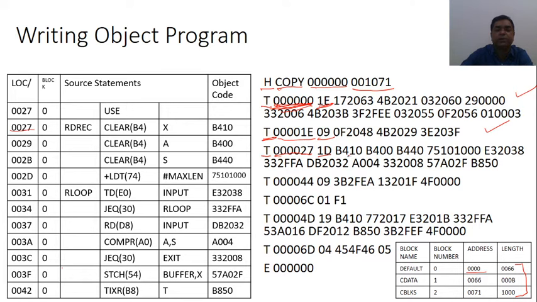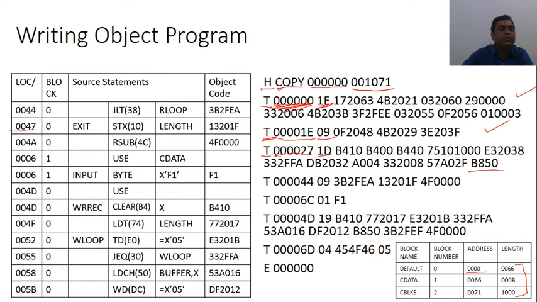Now we have to write the object code from B410 until B850. That means we write B410, then B400, then B440, then 7510, 1000, and so on until B850. You can see here B850. Now our next text record starts from 0044, and this is also from the default block, so when we add 0 to this address, we get the same address.